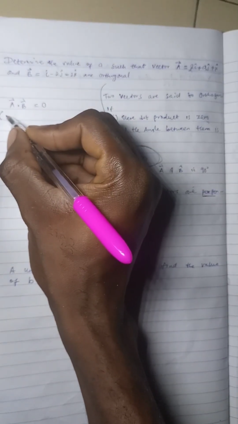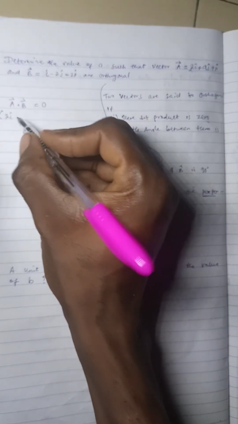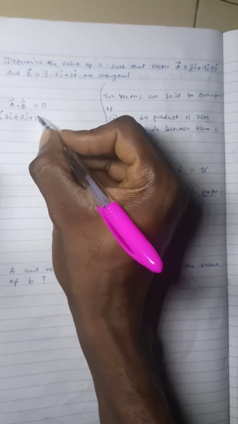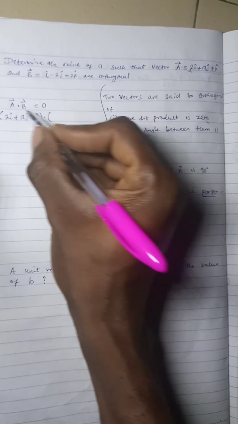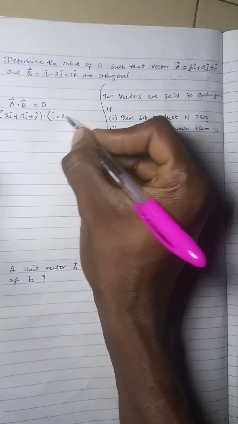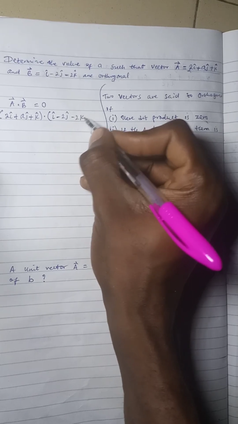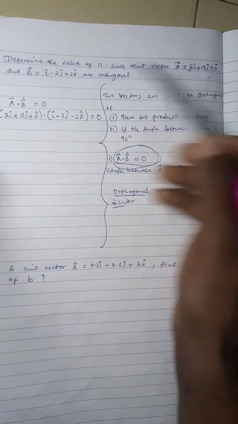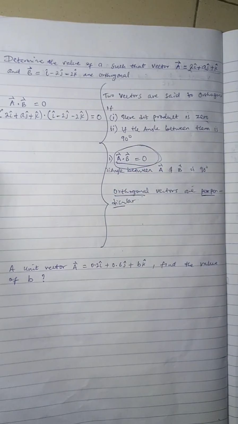So the value of vector a here is 2i hat plus aj hat plus k hat, dot. Did they give us vector b? Yes, i hat minus 2j hat minus 2k hat. And this is now equal to 0, because they told us that vector a and b are orthogonal. So when vectors are orthogonal, it means that their dot product is equal to 0.